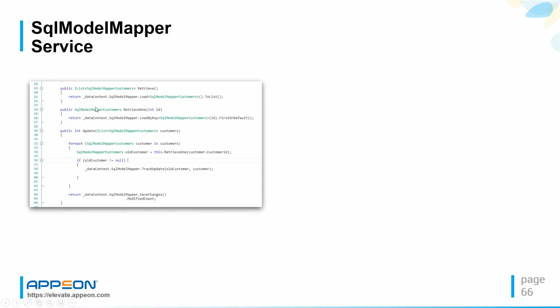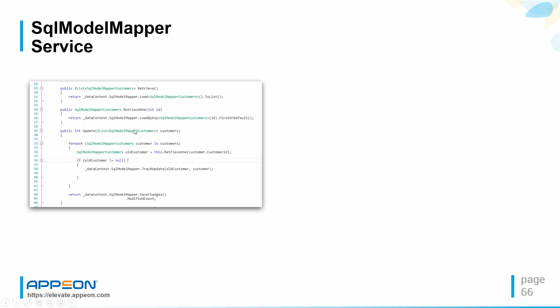Now here what we're going to say is I'm going to take my data context, I'm going to call the SQL Model Mapper on that and call its load method, indicating that what I should be getting back is SQL Model Mapper, the POCO object, and doing a to list on it. Now I have the retrieve one method listed here. The only reason I'm showing it here is because I actually use it in my update statement. So all it does is a load by key rather than just a load, and it takes in the ID value and then returns that one particular POCO object.